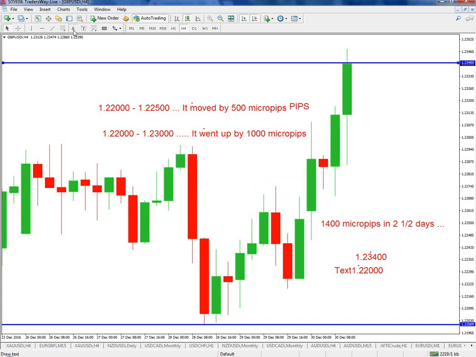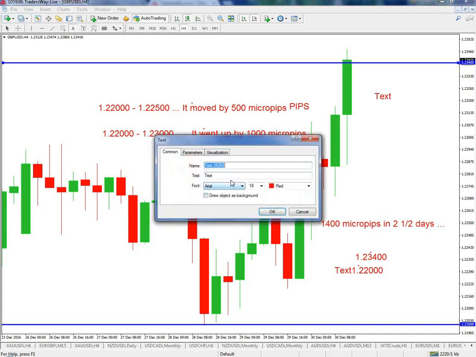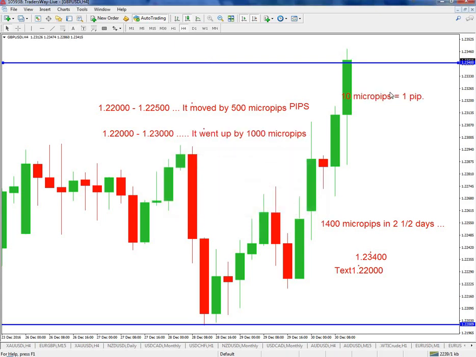Now, guys, I'm going to give you a very little lesson on pips and micro pips. 10 micro pips equals 1 pip. When we talk in terms of Forex terminology, we don't say, oh, we caught 500 micro pips. We say we caught 50 pips, because 10 micro pips equals 1 pip. So if there's 1,000 micro pips, that means we caught 100 pips. All right, hope that makes sense to everybody.